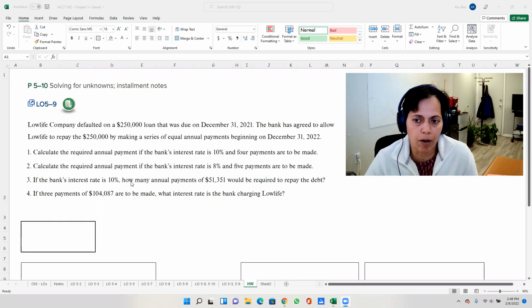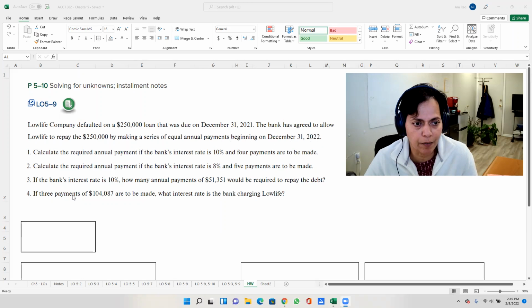Again, remember when you work on Connect, every single one of you is going to get different numbers, same problem, but different numbers. So pay attention to the exercise as I work through some of the numbers. So here we have a company, Low Life, that has defaulted on a $250,000 loan that was due on December 31st, 2021. The bank has agreed to allow Low Life to repay this amount, $250,000, by making a series of equal annual payments beginning on December 31st, 2022.